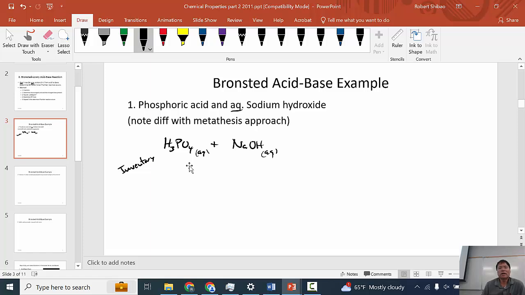Is phosphoric acid a strong acid? Is it one of the 7 common strong acids? No. Therefore, it's a weak acid. Weak acids, do we ionize? Weak acids only partially ionize. If they only partially ionize, the major species present is H3PO4 molecules.